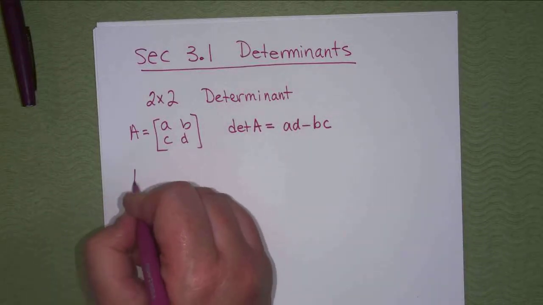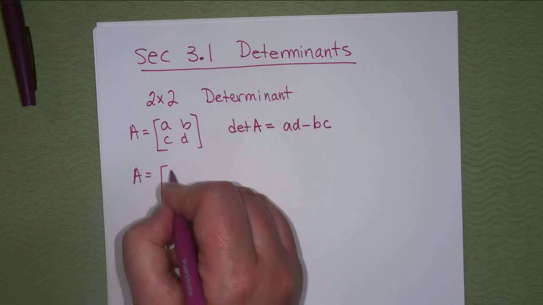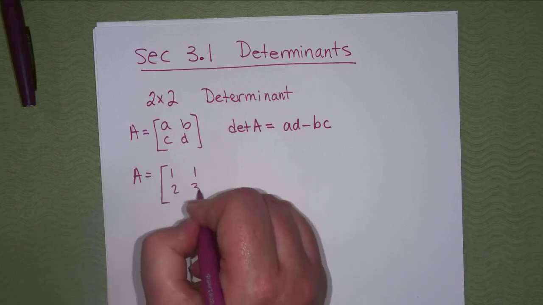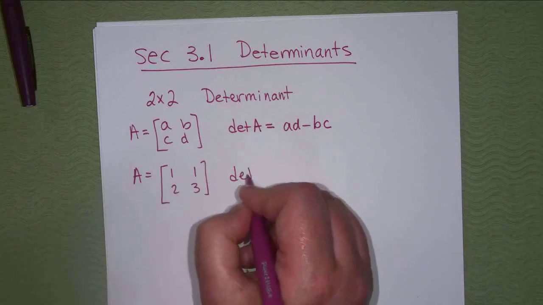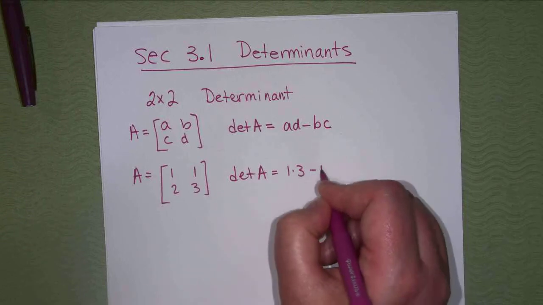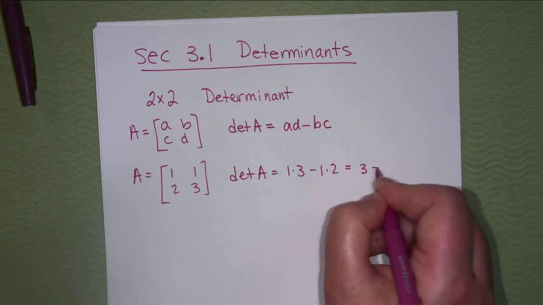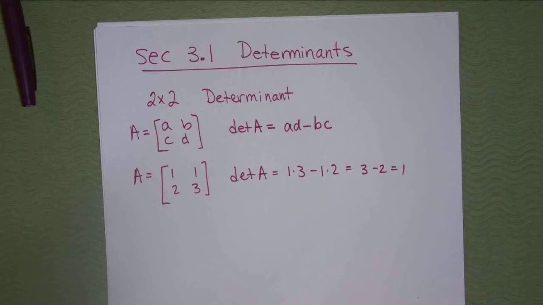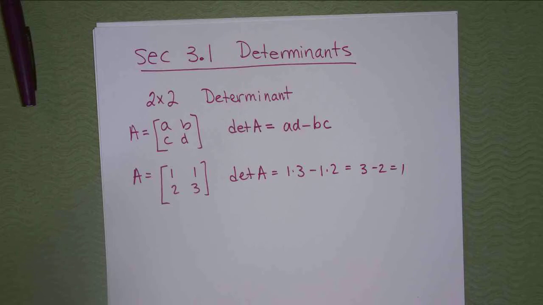So the other way we can write it, so if we have, let's say 1, 1, 2, 3, we would say the determinant of A is 1 times 3 minus 1 times 2. All right. If I want to make an inverse really easy for you to solve, I make the determinant 1, then it won't have fractions in it, right?